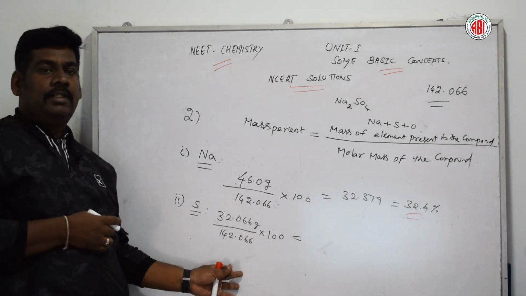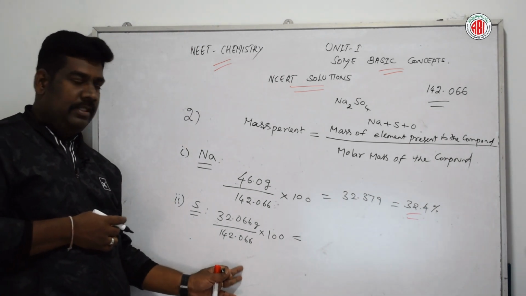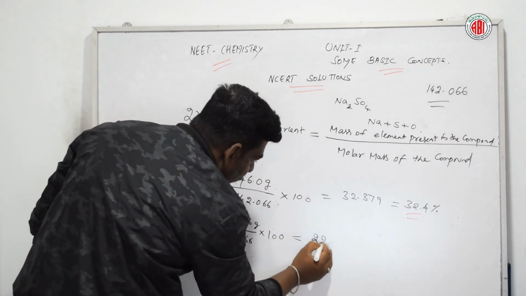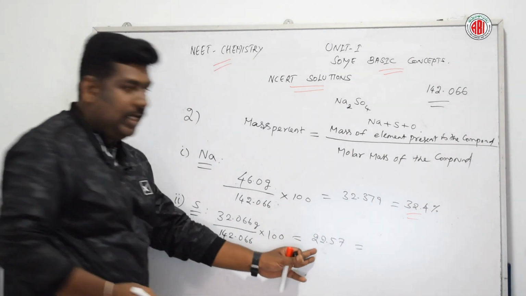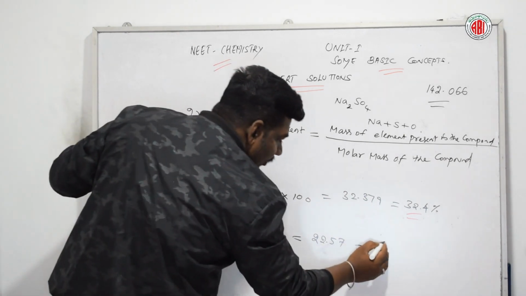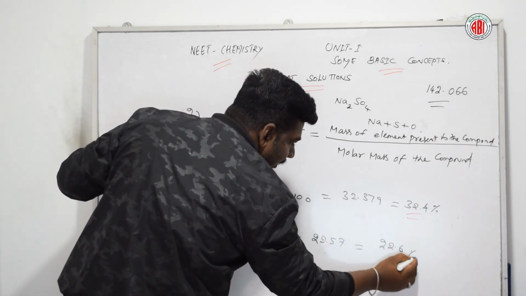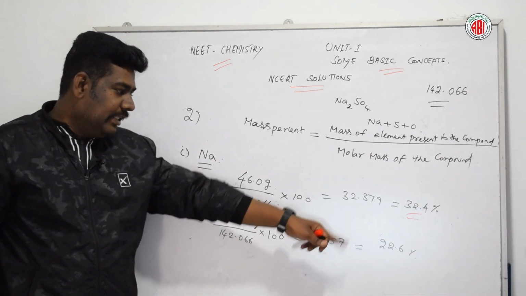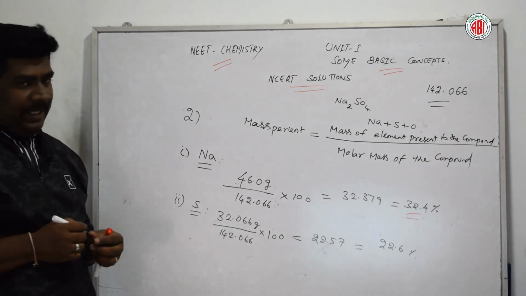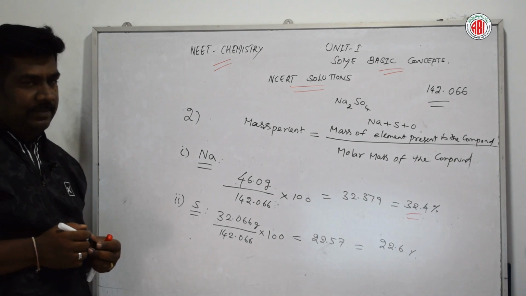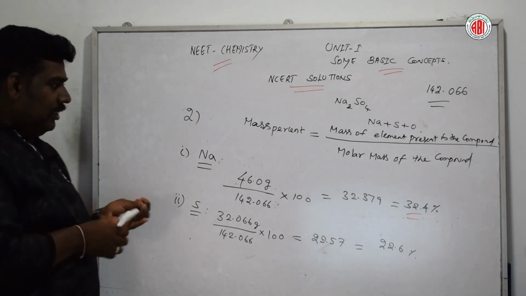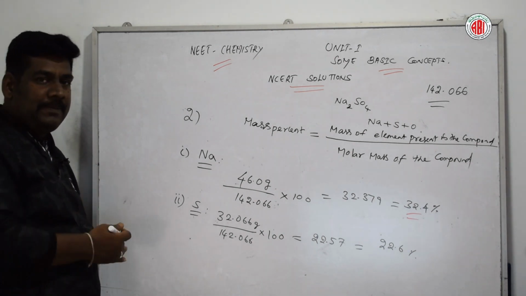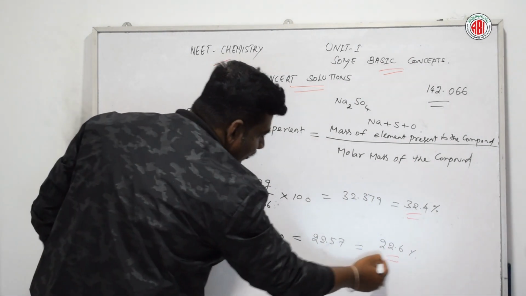Okay. So simplifying this, we will get around 22.57, that could be written as 22.6%. 57 is very close to 60, that is 22.60 or 22.6%. So this is the mass percent of sulfur.